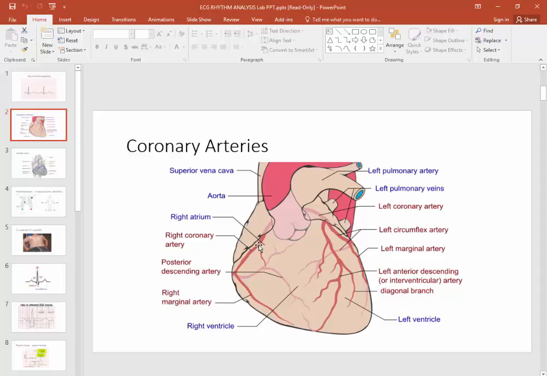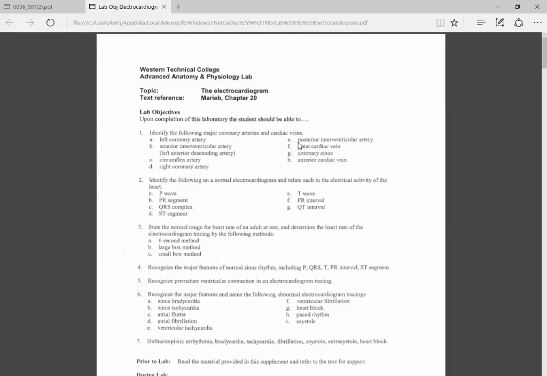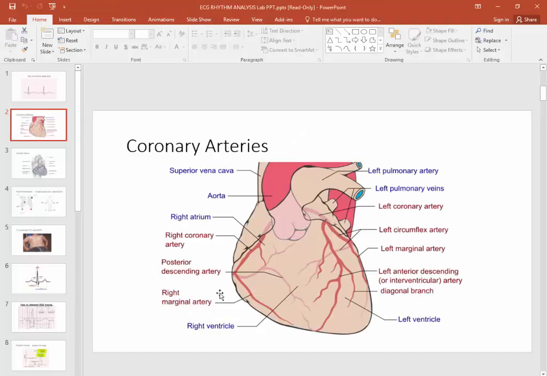And then on the right side we have the posterior interventricular artery, is what your textbook calls it, right? We talked about that. Going back to our objectives, posterior interventricular artery is on the back side, which this diagram calls the posterior descending artery. Same thing. So just know that the circumflex artery is one that's on the left side of the heart, the left circumflex. It goes around the back as well as the front.